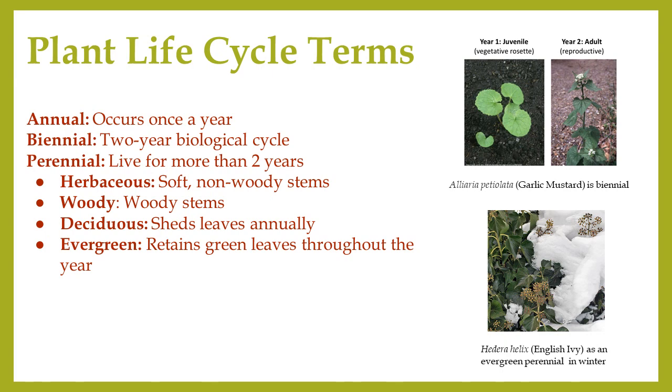3. Lastly, perennials live for more than 2 years and continue to reoccur. There are 4 characteristics of perennials. Herbaceous perennials have soft, non-woody stems, while woody perennials have woody stems. Woody perennials can either be deciduous, which shed leaves annually and grow new ones in the spring, while evergreen perennials retain green leaves throughout the year. English ivy is classified as an evergreen perennial.